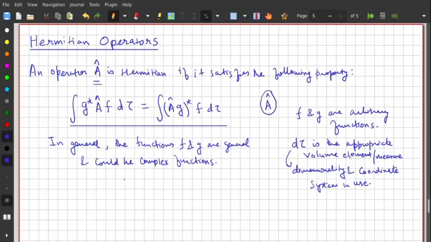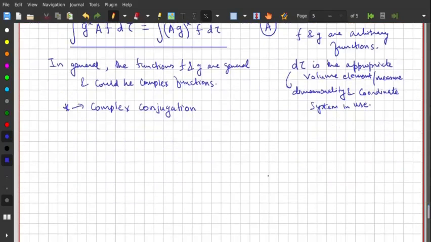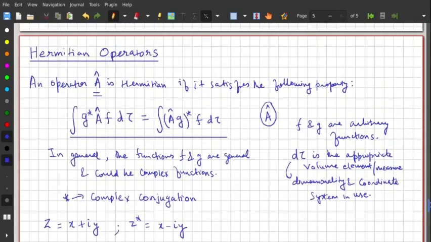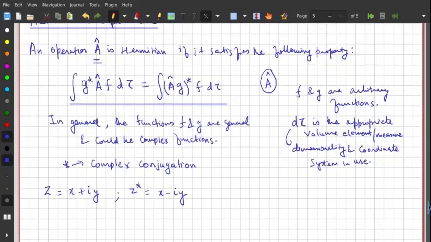So that's the generic idea of what we mean by a Hermitian operator A, where one thing we need to keep in mind is that the star means complex conjugation. Let's say we have a complex number z, which is x plus iy. The conjugate z star is defined as x minus iy. So that's what we mean by complex conjugation. The same is valid for any function.